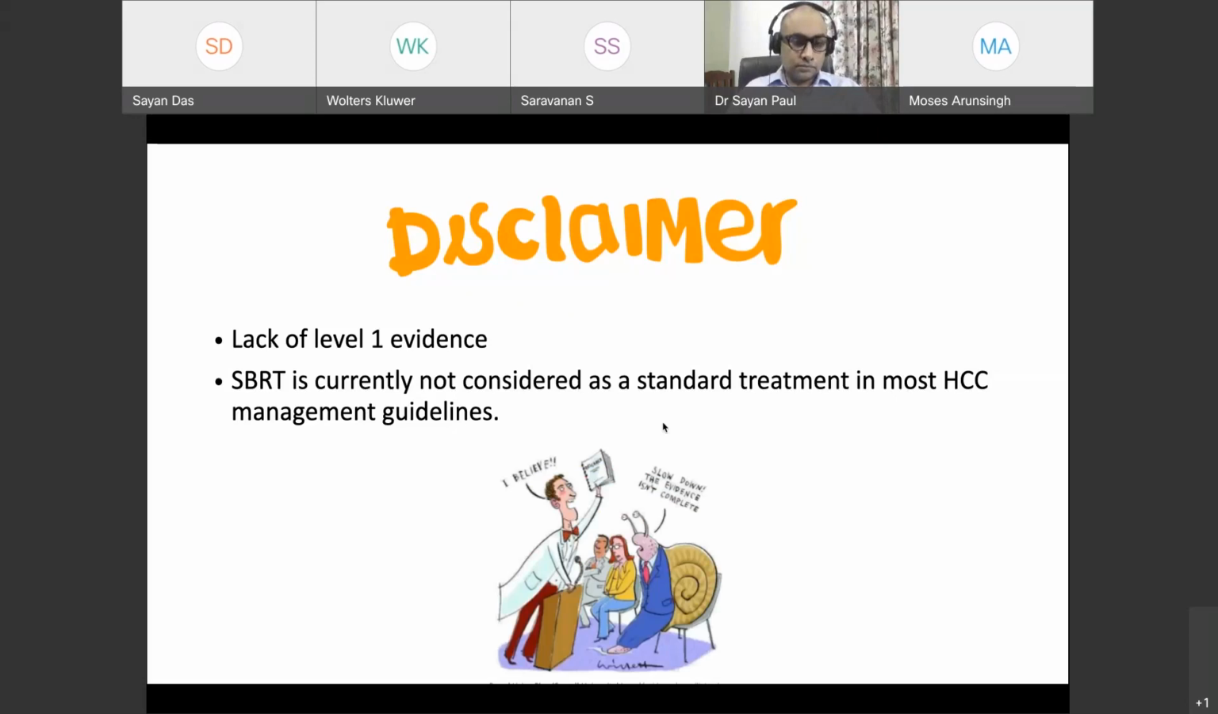So let's begin. Well, HCC is not the most common cancer around. In India, it's around the 12th most common in incidence and around 8th in terms of mortality. But as we all know, the survival outcomes are quite abysmal. If you look at the data, the 5-year OS is around 10%. So there's a lot of scope to improve the outcomes in this group of cancers.